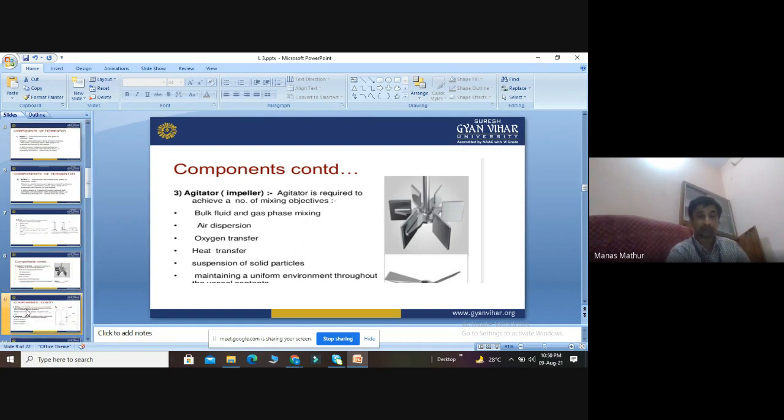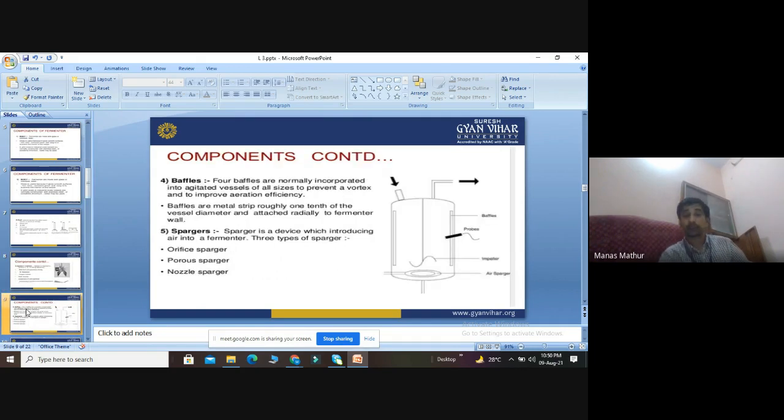Then we discuss the fourth component, that is baffles. First we discuss what baffles are. Generally in a normal fermenter, four baffles are incorporated. They are put inside agitated vessels of all sizes. Basically, the main role is to improve the aeration efficiency.